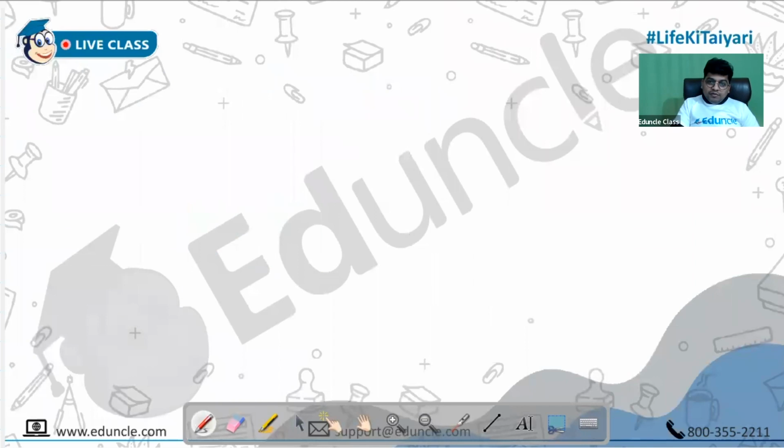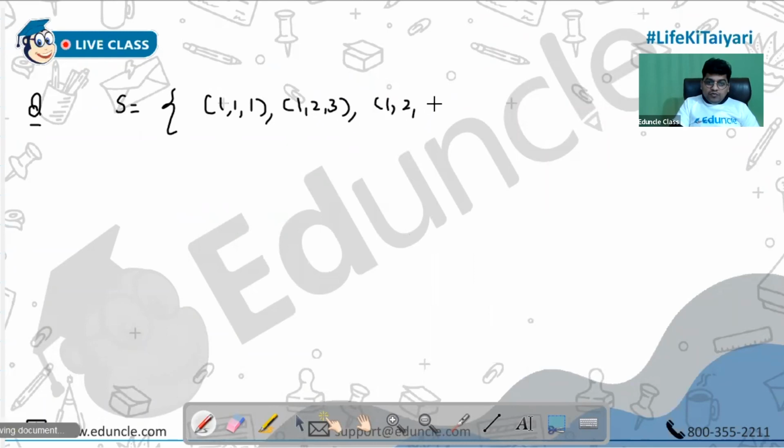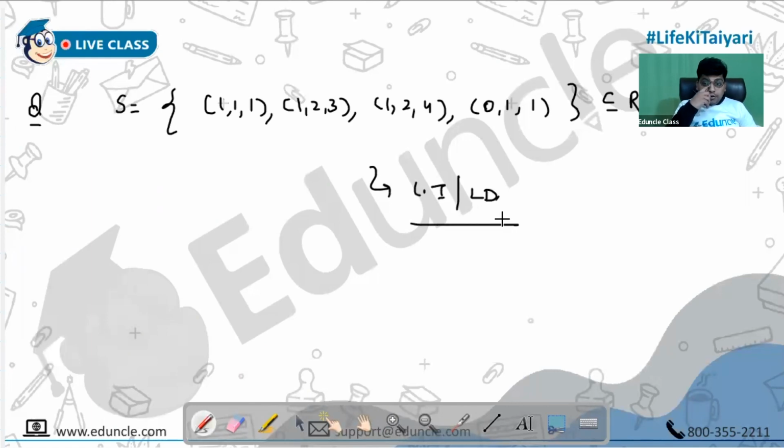Give me the answer of one question. If you have a set S as (1,1,1), (1,2,3), (1,2,4), (0,1,1). This is a subset of R cube. Is this LI or LD?